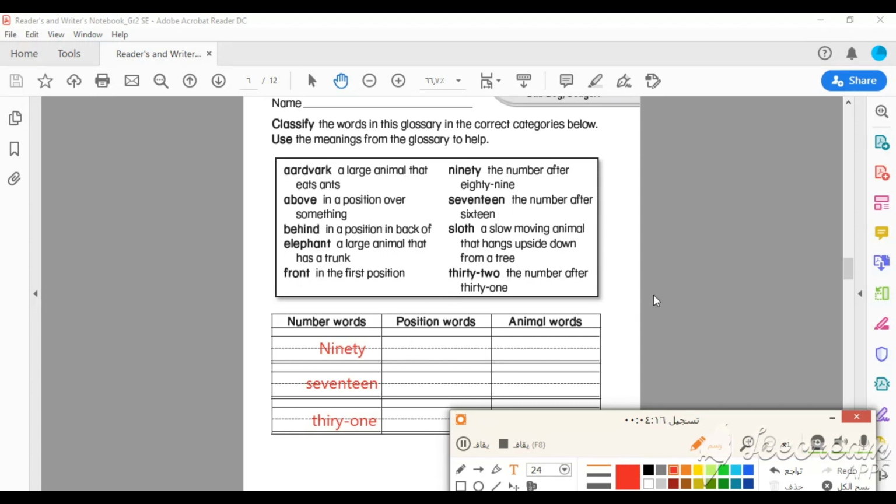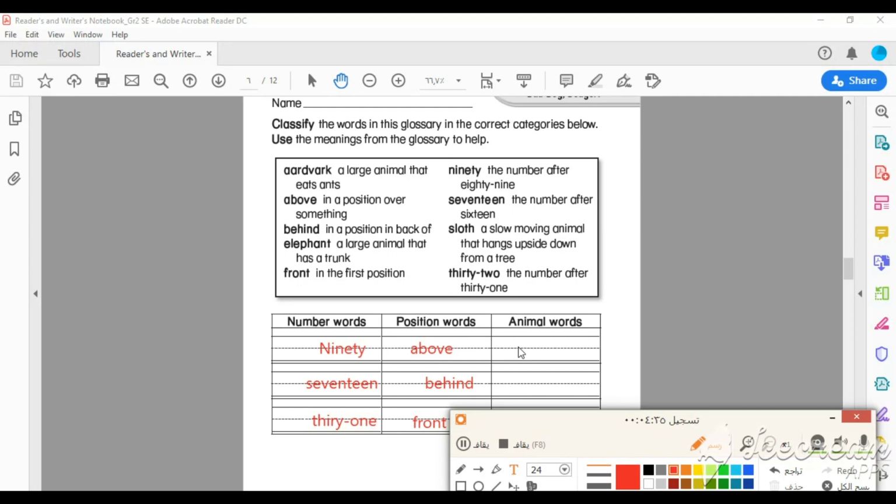What about position words? Things that tell you the location or the position. We have above the table. Someone sitting behind me, so it's gonna be behind. And then we have front.